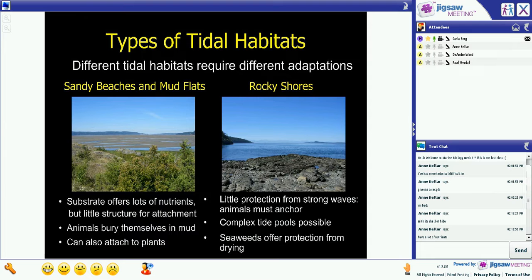Rocky shores. Just take a look. DeAndre had some great characteristics of sandy beaches and mudflats. Take a look at this picture of the rocky shore and come up with a couple of characteristics.